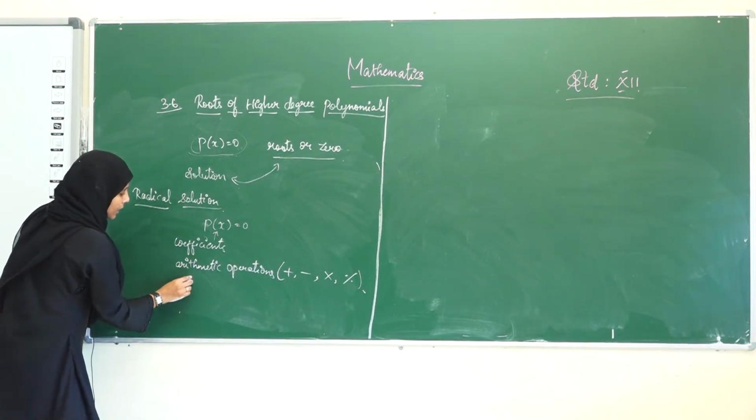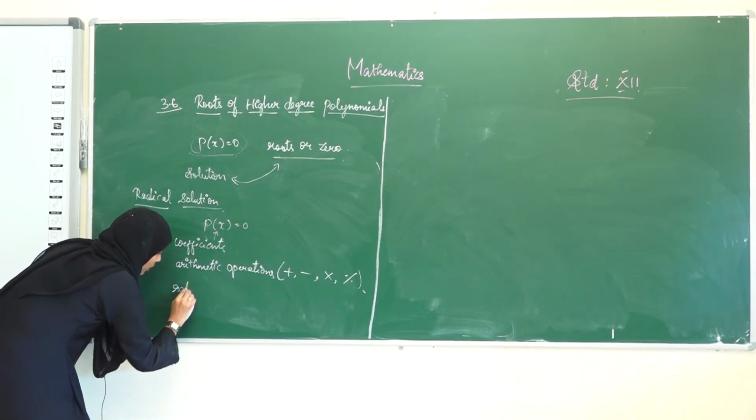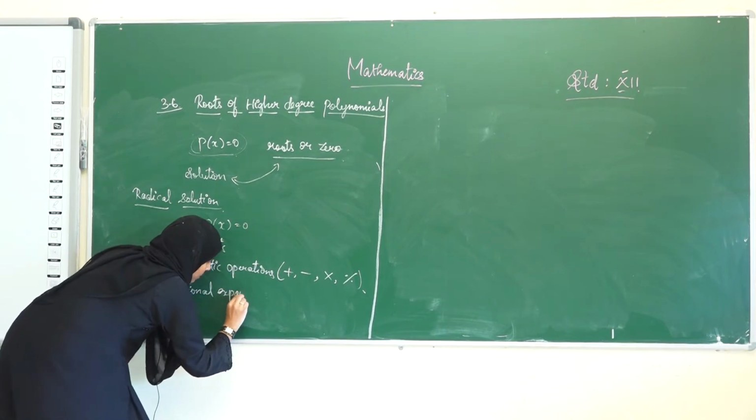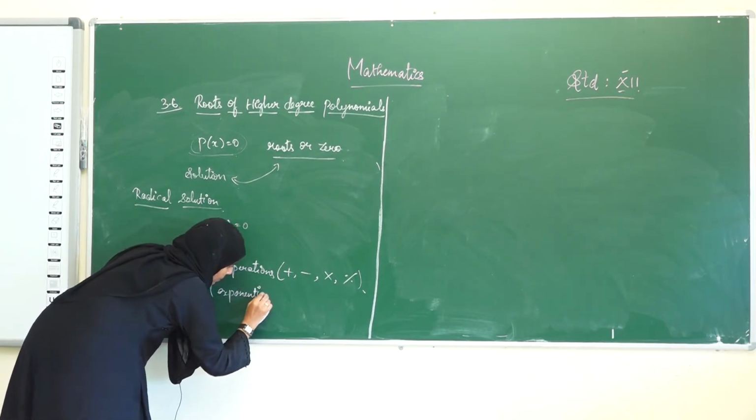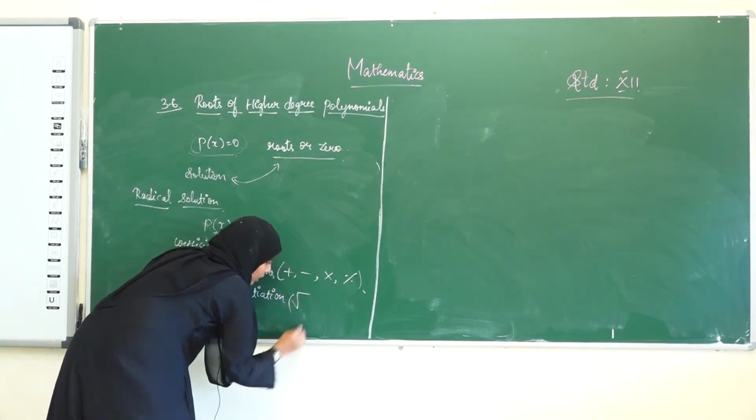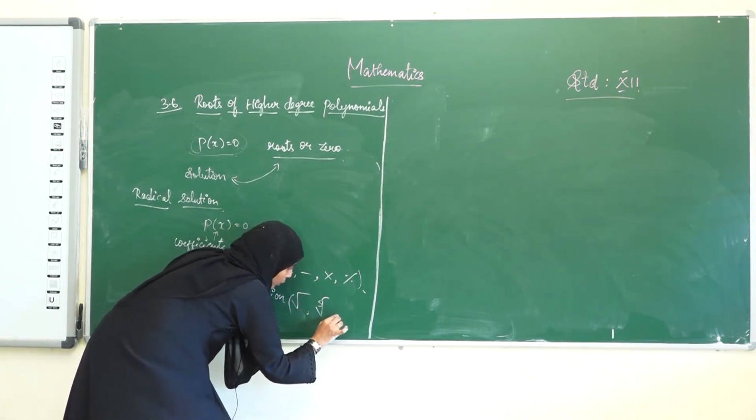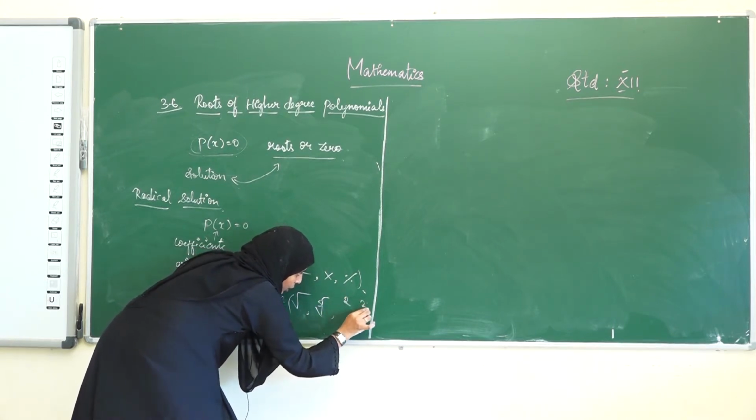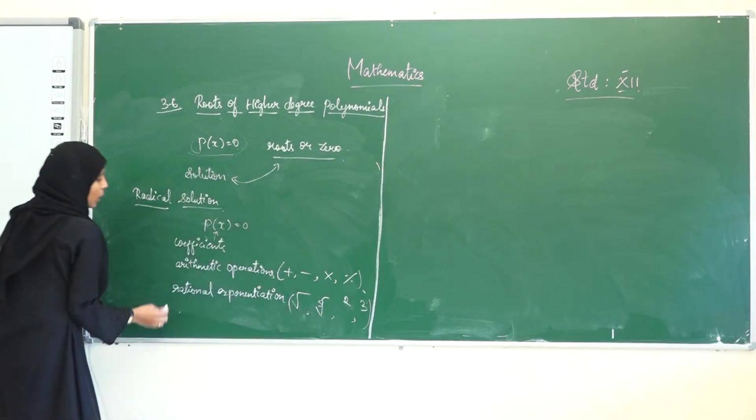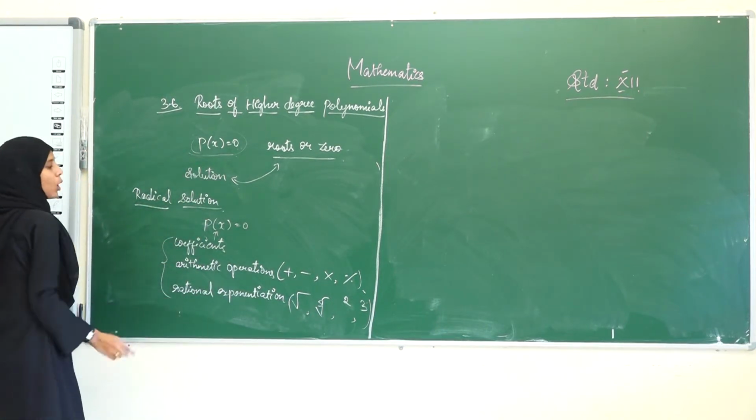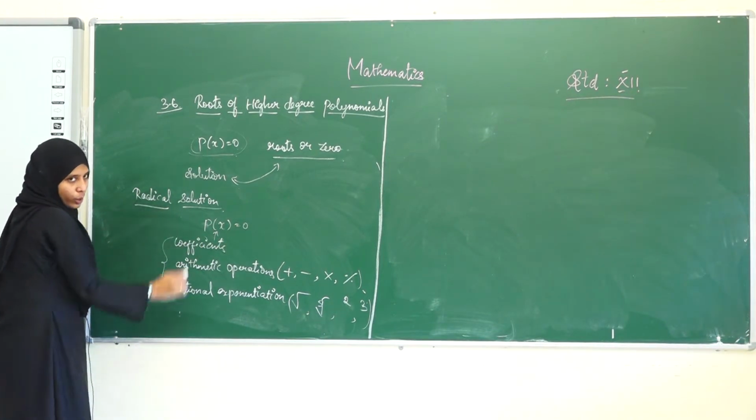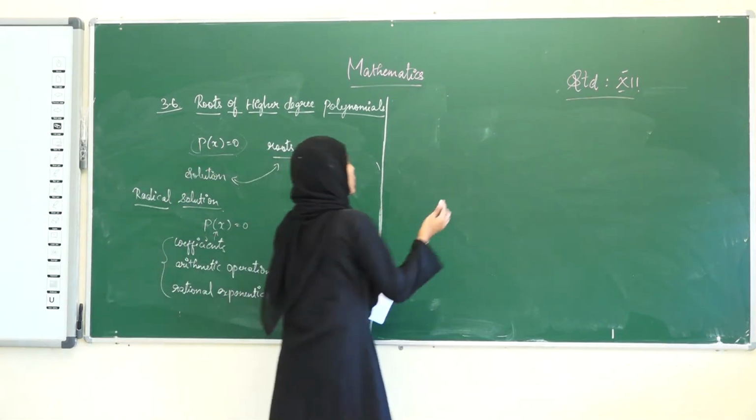And then the next thing is rational exponentiation. What are the rational exponentiations? For example, square root, cube root or square, cube, etc. These are all called rational exponentiations. With these 3, if a solution is formed for a polynomial equation, then we can say that solution is a radical solution.